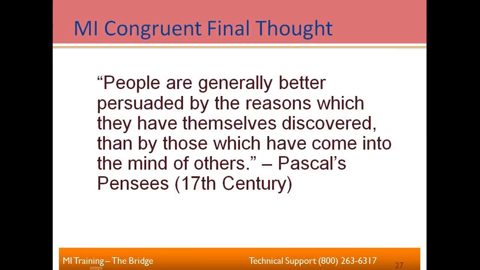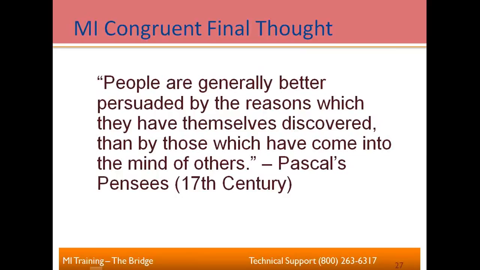And I'll leave you with these two thoughts. And I get a note that you're applauding. Thank you. "People are greatly better persuaded by their reasons which they have themselves discovered than by those which have come into the minds of others." This to me is such a powerful quote to end this webinar on, because MI is about helping people talk themselves into changing. People are much more likely to move toward their change and accomplish it if they're coming up with the ways to do that.